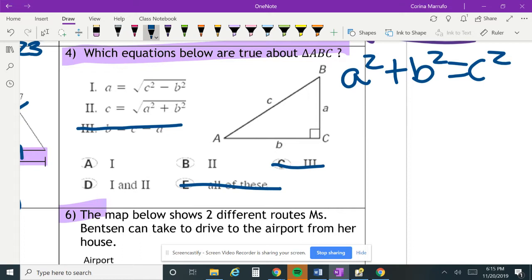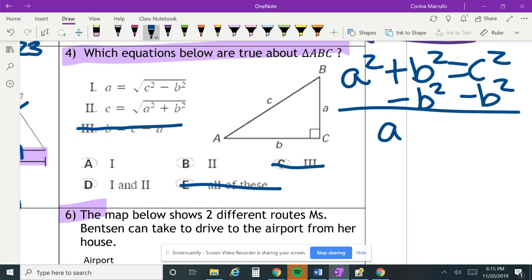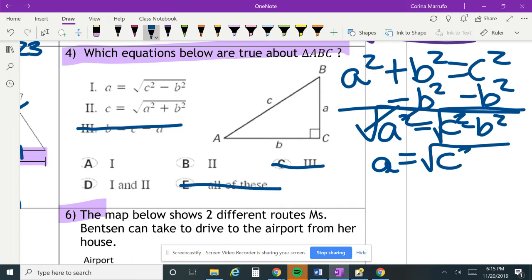So if we solved for A, meaning we got the A by itself, we subtract the B squared on both sides. We got A squared equals C squared minus B squared. And then we take the square root to solve for A. That way the square root and the square root cancel. And we get A equals the square root of C squared minus B squared. And so if we look at our answers right here, 1 is definitely true.